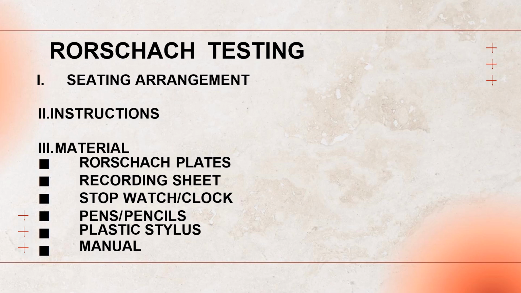What are the materials required? You'll require the Rorschach plates. You'll require a recording sheet. It's a sheet which looks like an Excel sheet in which you record all the answers. Then you'll need a stopwatch or clock, because you have to give around 1 minute for the patient to answer. Then you'll need pens and pencils, very obvious. Then you need a plastic stylus, and you need a manual for interpretation also.